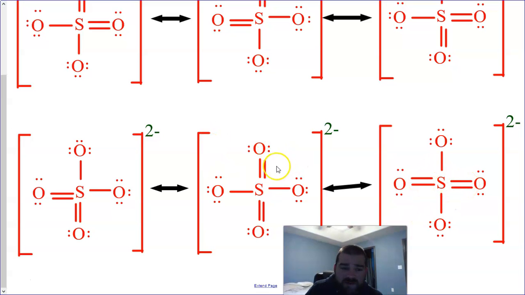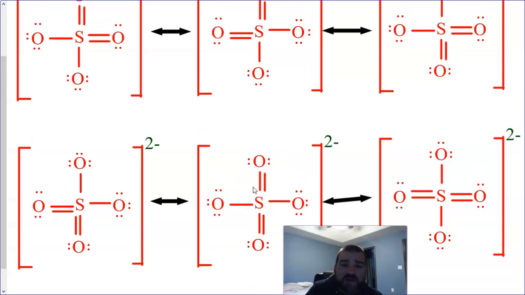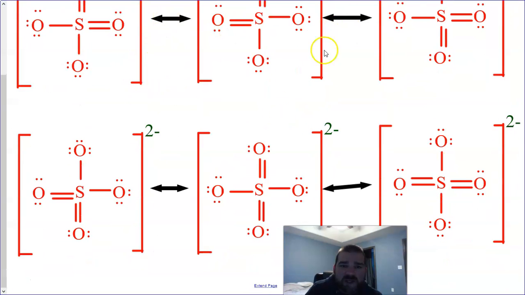All of these are resonance structures of one another. These are all appropriate Lewis diagrams for sulfate. And I have these double arrows between a couple of these. In reality, you could have double arrows between any of these, right? These are all essentially equivalent. They're all equal. And that's what resonance is, okay? I hope that makes sense.